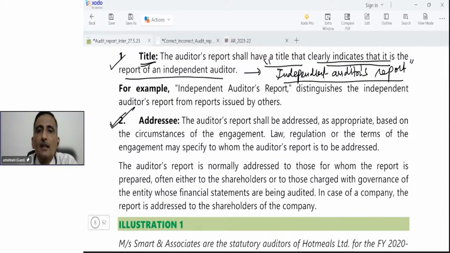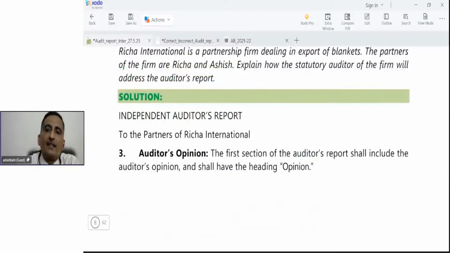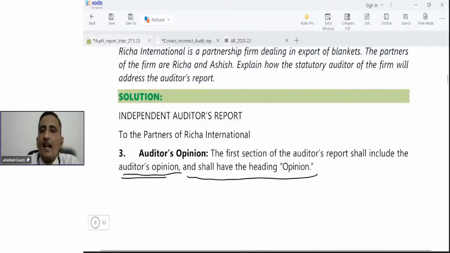Okay, so the report is addressed to the members of the company, to the shareholders who have appointed. And then it contains what? Auditor's opinion. So the first section of the auditor's report shall include the auditor's opinion, and it shall have the heading Opinion.